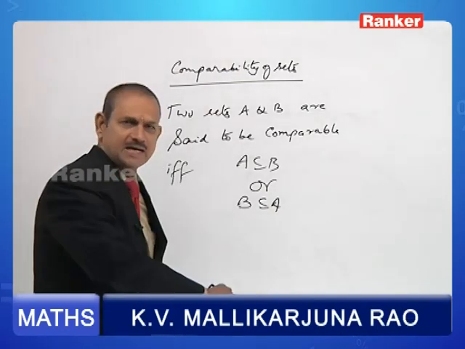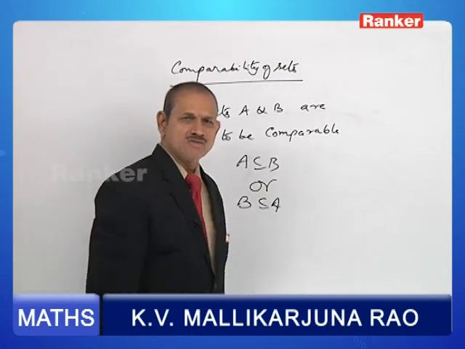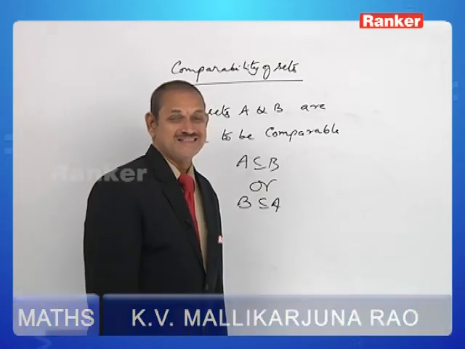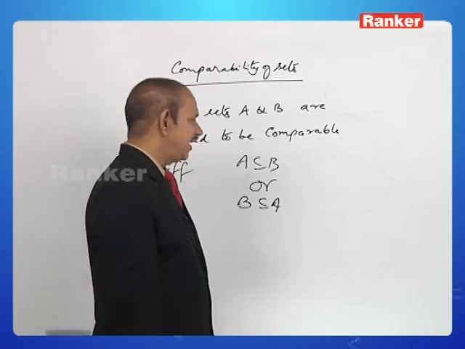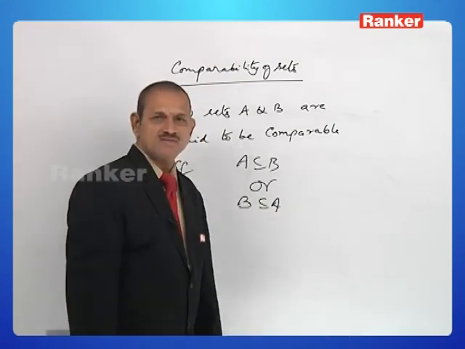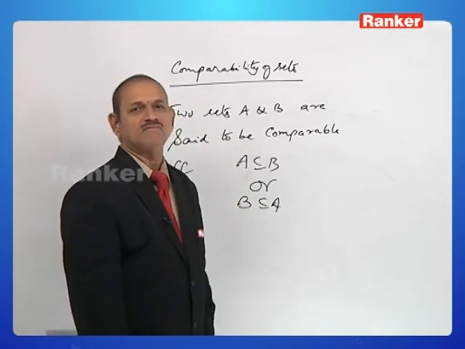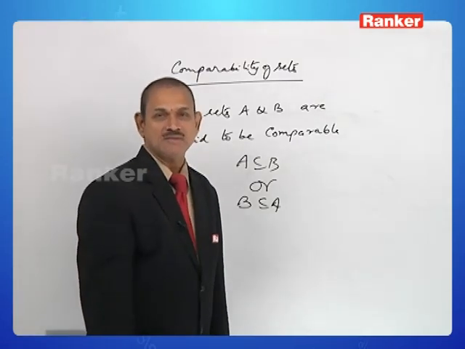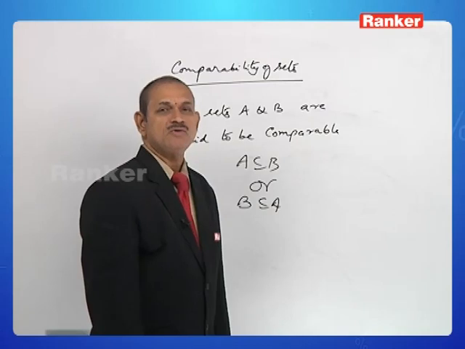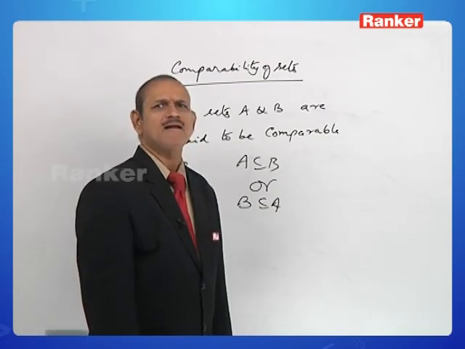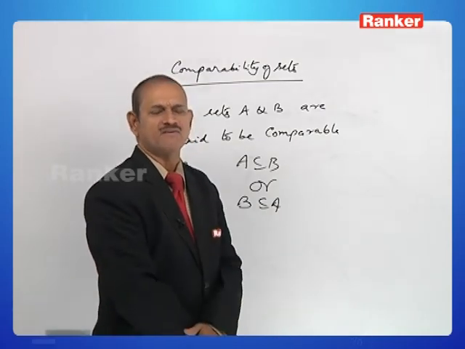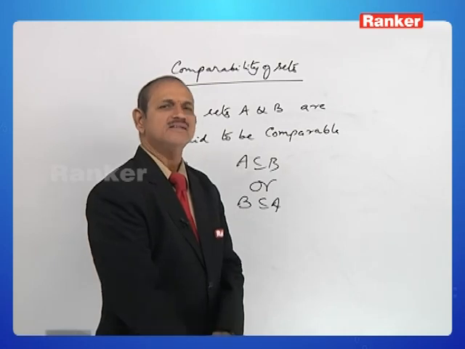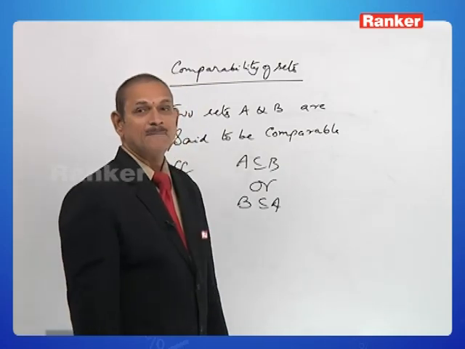They are not comparable. When can you compare those two sets? When can you say that those two sets are comparable? Either A is a subset of B or B is a subset of A must happen. Then only comparability of sets happens. Well, if A and B are two equal sets, then automatically they are comparable, both A subset of B and B subset of A. Yes, that is about comparability.